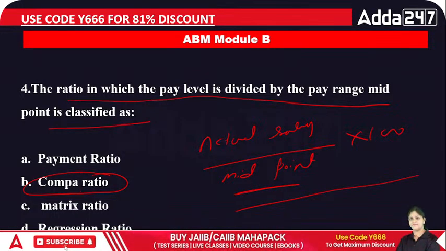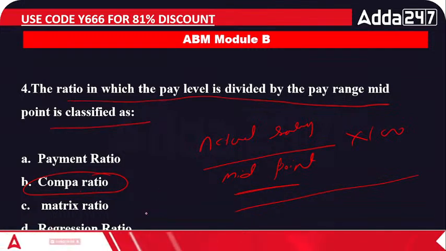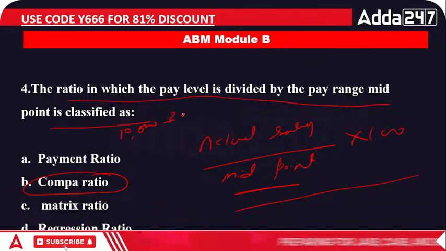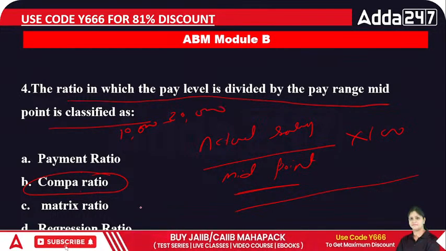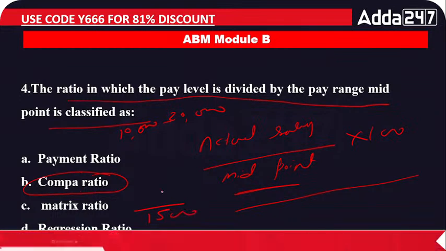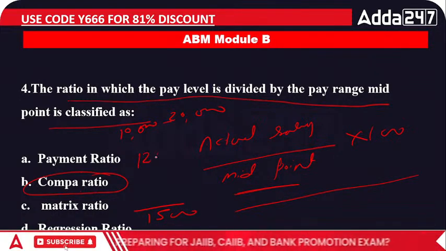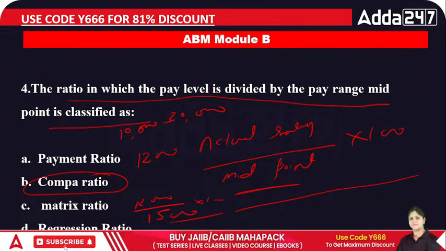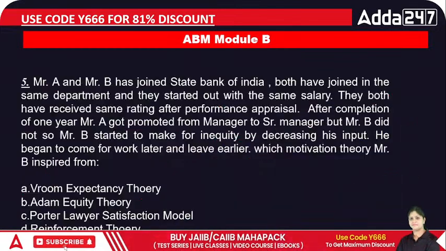Okay? So through compa ratio you can decide the salary range. Suppose the salary range is 10,000 to 20,000. So what is the midpoint? The midpoint is 15,000 and A is earning a salary of 12,000. So here you have to put 12,000 into 100. Through this you can calculate the compa ratio.